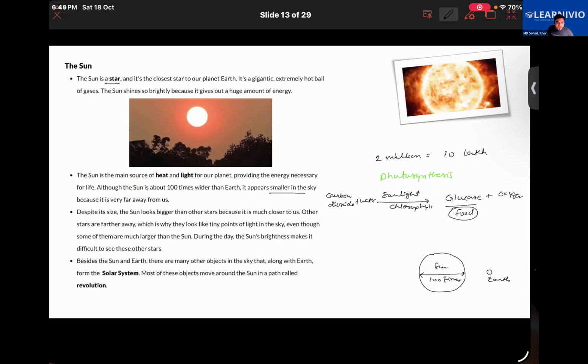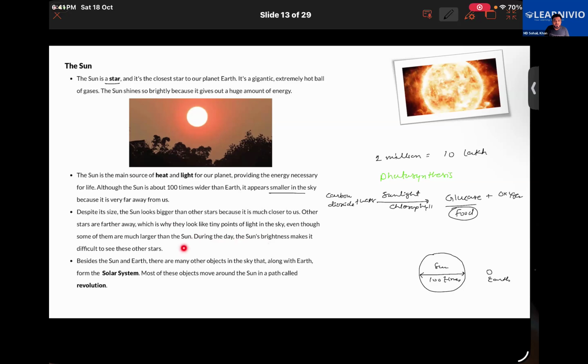Despite its size, the sun looks bigger than other stars. Like sun is also a star, okay, and there are many other stars also. But why are we able to properly view the sun but not the other stars? Why does it appear bigger in size in comparison to other stars? Because sun is actually closer to us in comparison to the other stars that we see during the night, right now. That's why the other stars which are farther away, they look like tiny points of light in the sky. Even though some of the stars that you are seeing during the night time may be much bigger than the sun. Okay, while during the day the sun's brightness makes it difficult to see other stars.